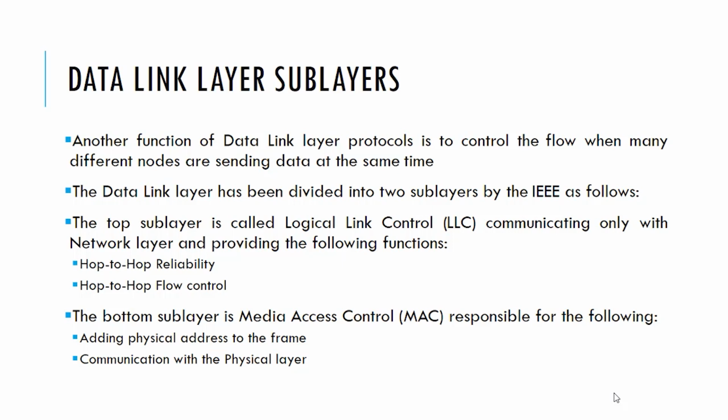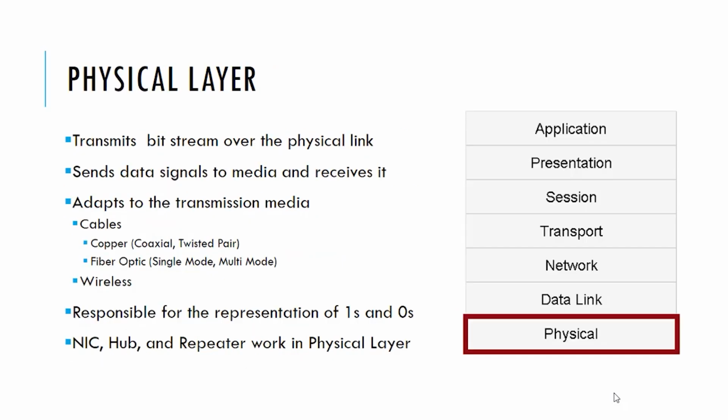The data link layer has been divided into two sublayers by the IEEE, which are the logical link control, the LLC, and the medium access control. The LLC is responsible for the hop-to-hop reliability and hop-to-hop flow control. Reliability means that the data must reach each destination with no errors, and the flow control is the synchronization between the speed of the sender and the speed of the receiver. The MAC layer adds the physical addresses of the sender and of the receiver to the frames. It is responsible for communication with the physical layer.